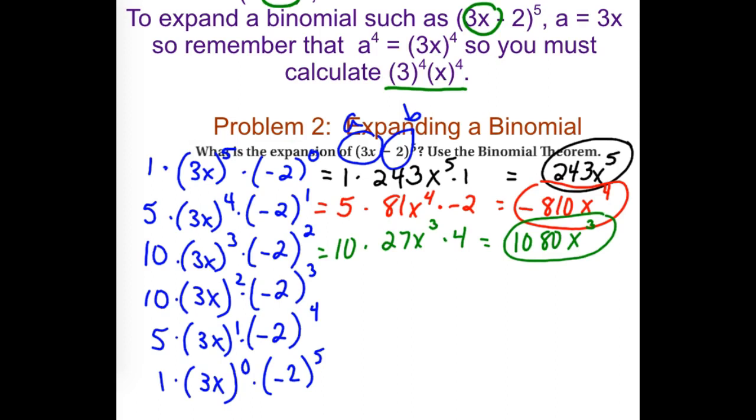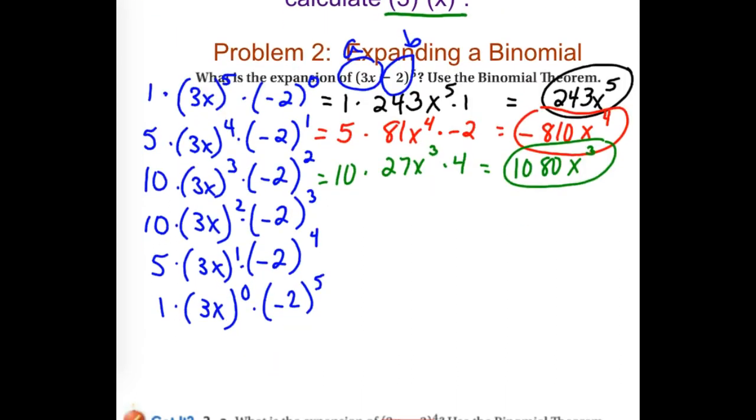All right, next row. We have another 10. We have a 3x that's being squared, which turns into 9x squared. And we have a negative 2 that's being cubed. What's negative 2 to the 3rd power?